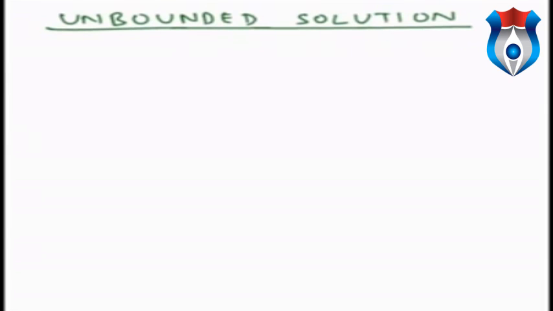Let us understand the term unbounded solution. When an LP solution is permitted to be infinitely large, it is known to be unbounded. Let us consider a simple example to understand this term. Let me draw a graph and then I'll draw some constraints.